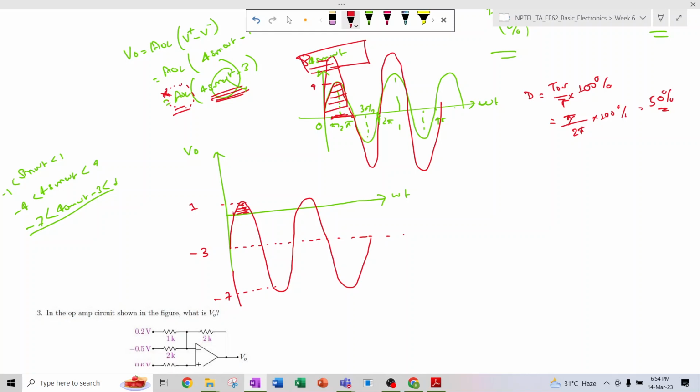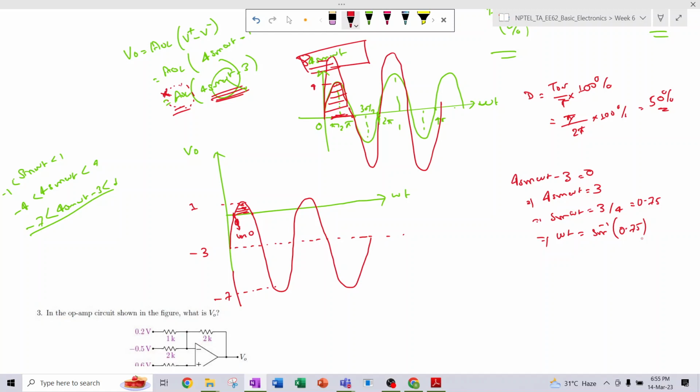So you should find out this zero crossing part, that is here. Here you have V0 equal to 0, and here also. So V0 equal to 0 means 4 sine omega t minus 3 is equal to 0. That means 4 sine omega t equals 3. So sine omega t is equal to 3 by 4, that is 0.75. So omega t will be nothing but sine inverse 0.75.